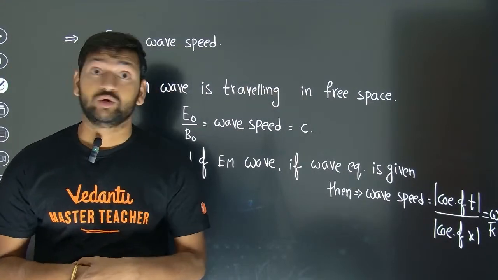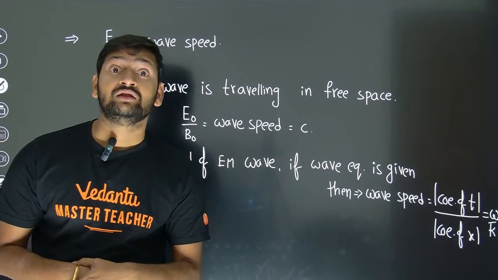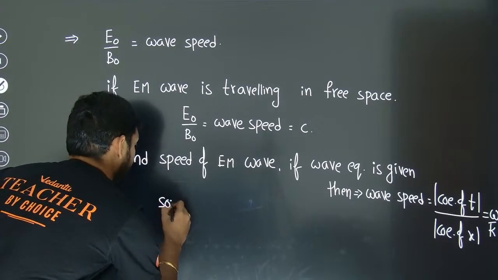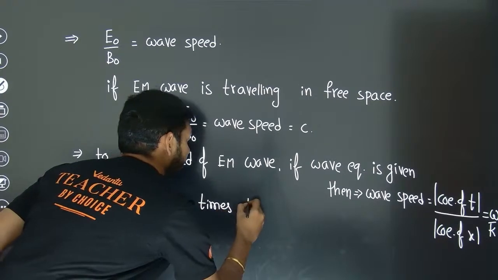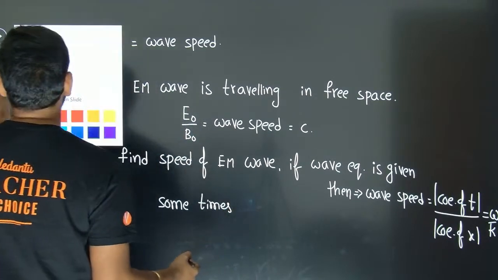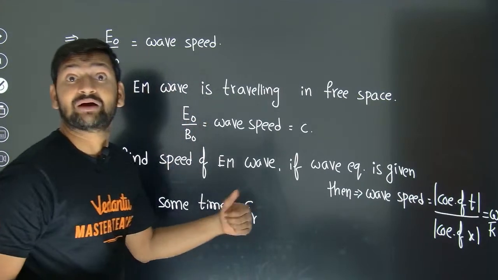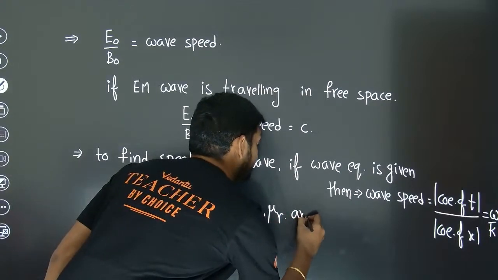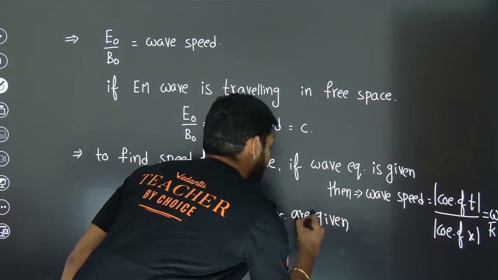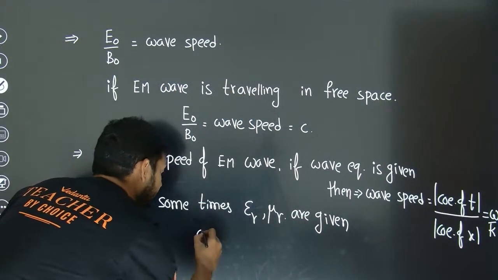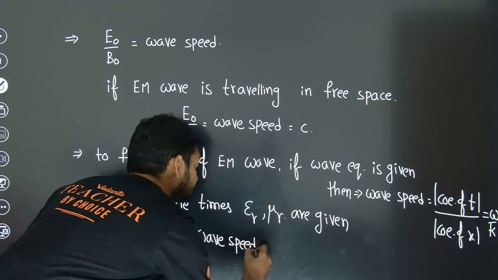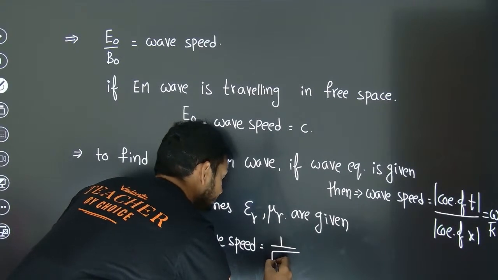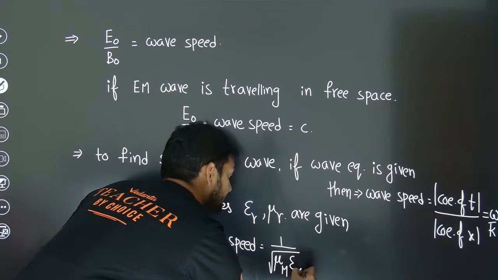But sometimes they don't give that. What they are going to give? They are going to give epsilon r and mu r. I hope you people remember, epsilon is what? Permittivity. Epsilon r is relative permittivity and mu r is relative permeability. Sometimes epsilon r and mu r are given. Then how do we find it? So the electromagnetic wave speed, in that case, is 1 by under root of mu of the medium times epsilon of the medium.